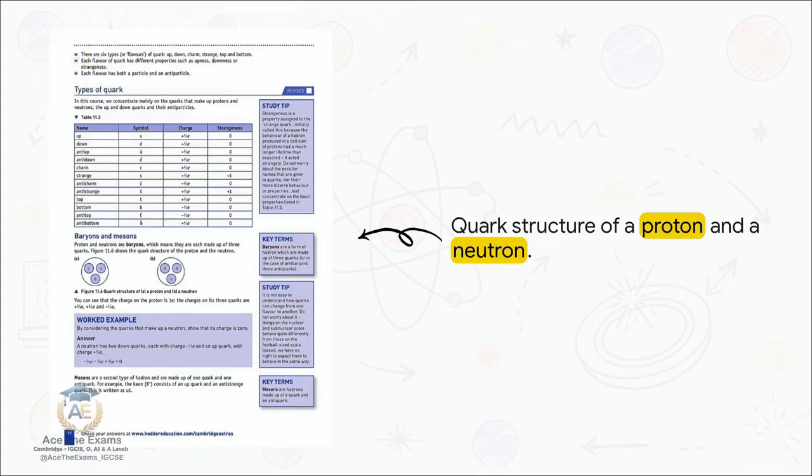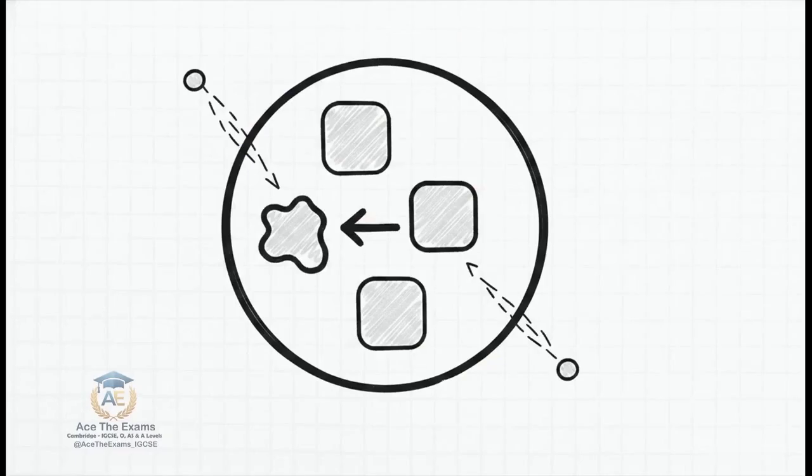The neutron works the exact same way. 1 up and 2 downs equals a net charge of exactly 0. Now, let's tie the entire system together. This is your 100% mark potential concept.